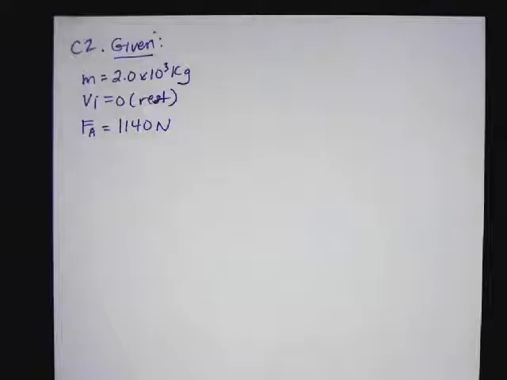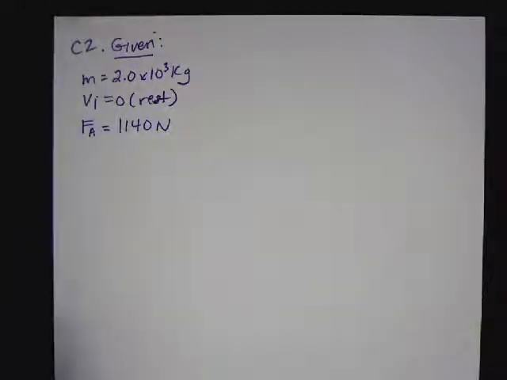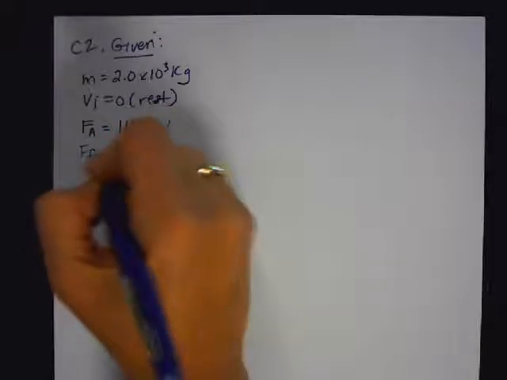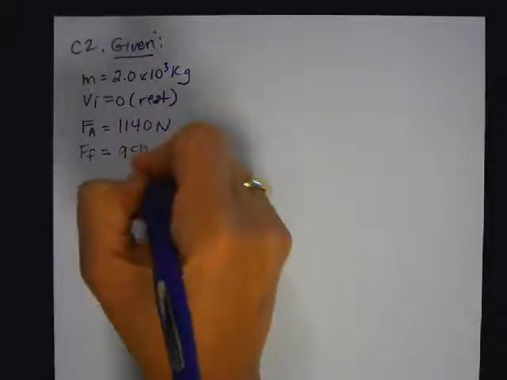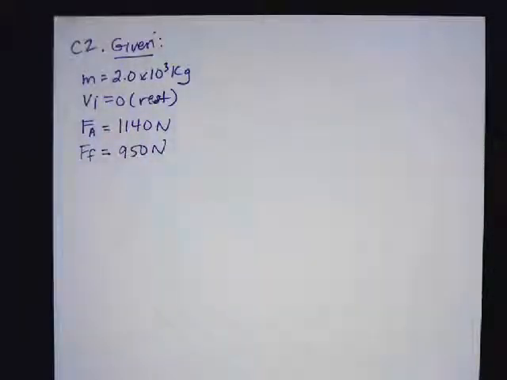1140 newtons, provided by the traction between the wheels and the road. The other is a 950 resistive force. So a resistive force is friction due to various frictional forces. Use the work kinetic energy theorem to determine how far the car must travel to reach its speed.